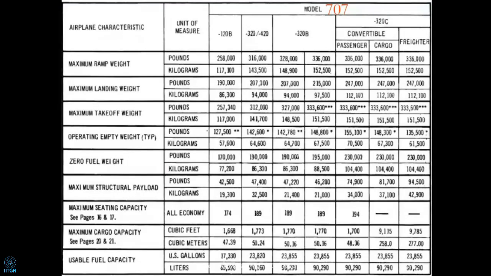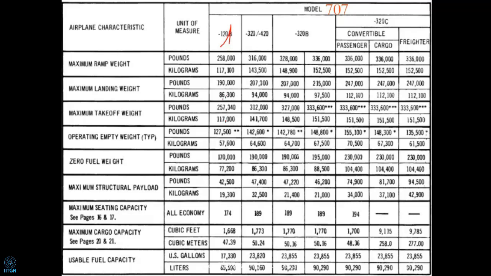So these weights, for example, if I think of Boeing 707, the maximum ramp weight, let us say for a model 120B, is 258,000, and then maybe in kilograms it is 117,100, that means 117 tons. Maximum landing weight is going to be 86,300, but takeoff weight is going to be, again, 117,000, that means 117 tons. So takeoff weight is 117 tons and landing weight is 86 tons. This is what we have to see.